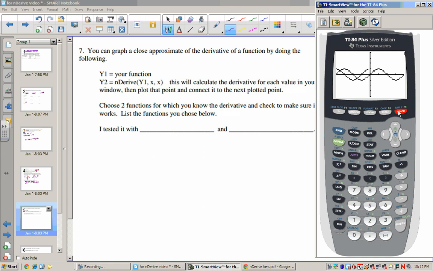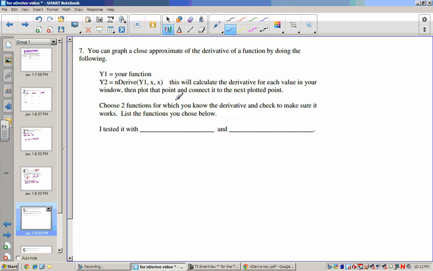there we go. And as we watch this, we should realize, hey, that looks like the graph of cosine, which makes total sense because cosine is the derivative of sine. So I've done one of them for you. I tested it with y equals sine x. Now you're going to do another one. So you pick another function where you know what the derivative would be and make sure it works for you.